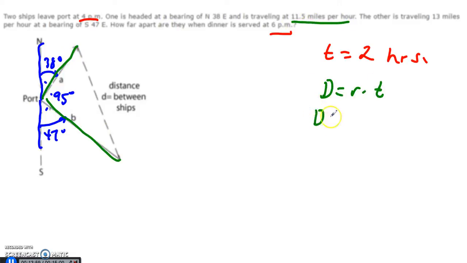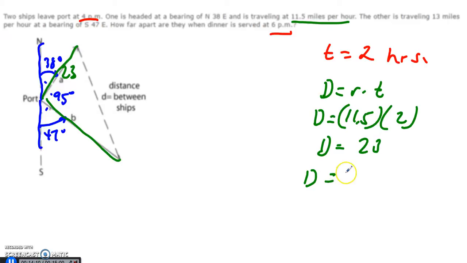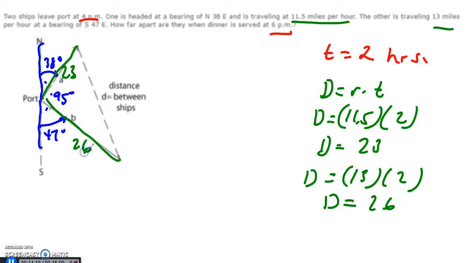Now, I noticed that these three angles are along a straight line, so they add up to 180, so this remaining angle in the middle would be 95 degrees. Also, we can find these two lengths. This first length, we know the ship is traveling at 11.5 miles per hour. I'm sure some of you have heard of distance equals rate times time. If the first ship was going 11.5 miles an hour in 2 hours, its distance would be 23 miles. So A is really 23, and the second distance, the second rate given, is 13 miles an hour times the 2 hours. So its distance would be 26 miles.